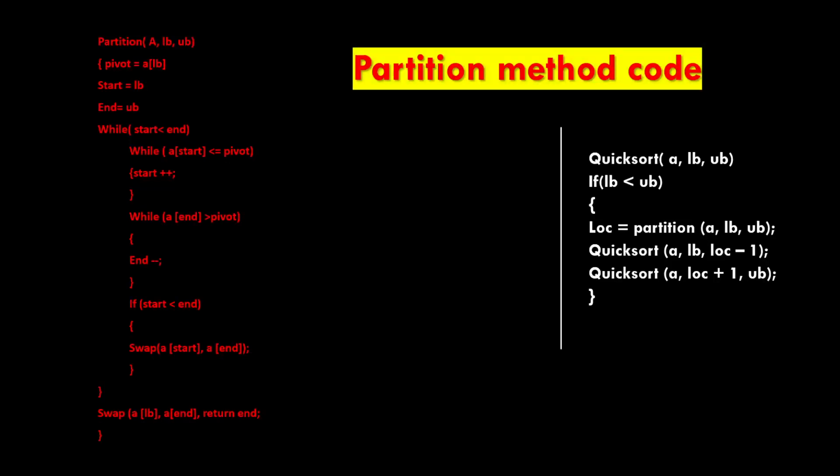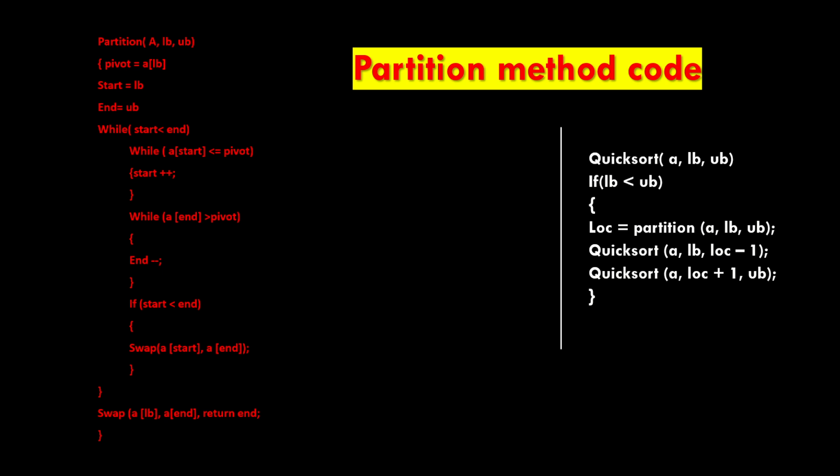And next naman is the partition method code. So, ito po yung code for partition method, syntax of the code of the quicksort algorithm. So, partition of A, yung A po is element po natin, and lower bound and upper bound. So pivot is equal to A of lower bound. So start at the lower bound, start is equal to lower bound and end at the upper bound.